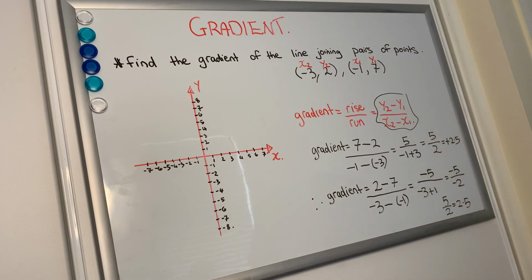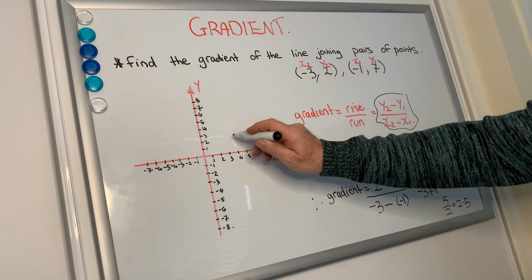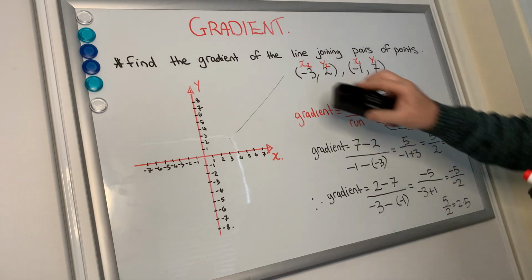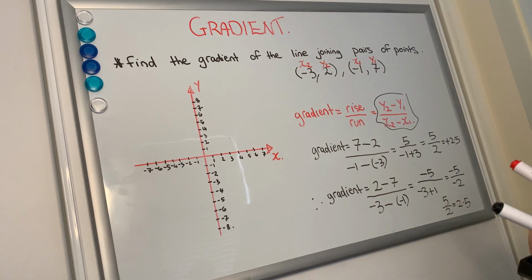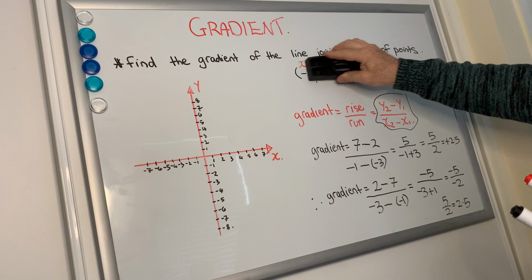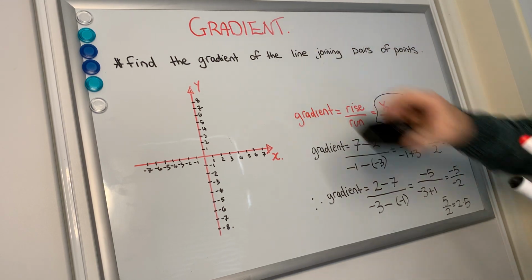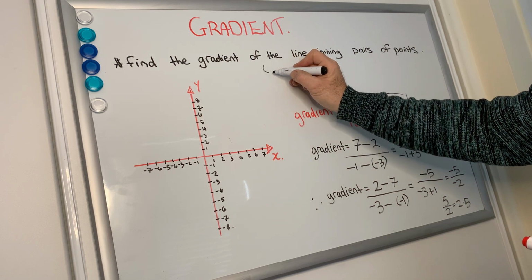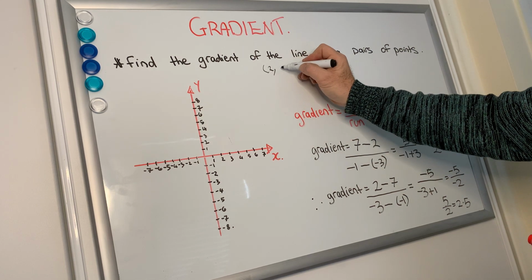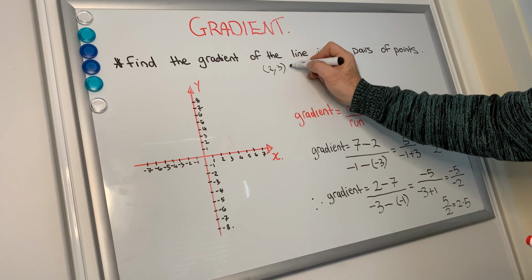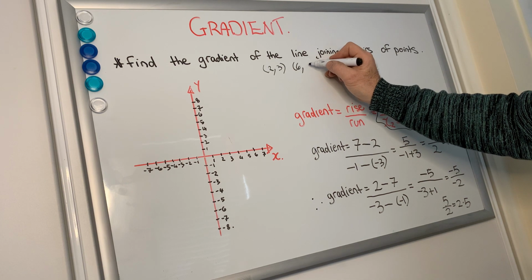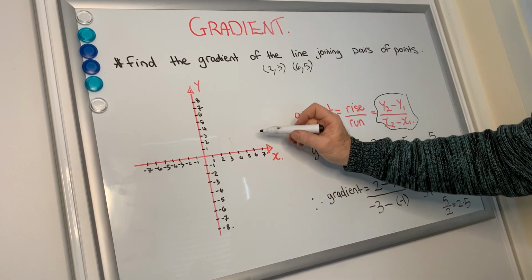Okay, same result. So again, it's a positive gradient. All right. So that's one way of working out gradient. Now, the other way of working out the gradient, if you had coordinates, let's just say, for example, using this graph here, we had coordinates of 2, 3, and say we had 6 and 5, just as an example.